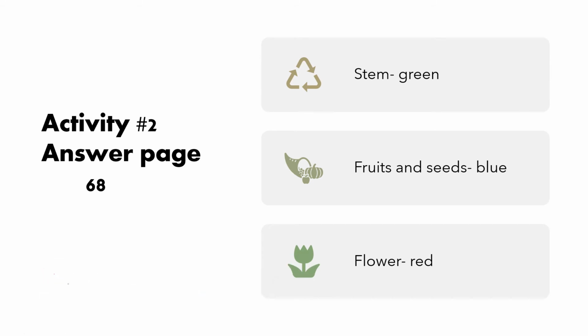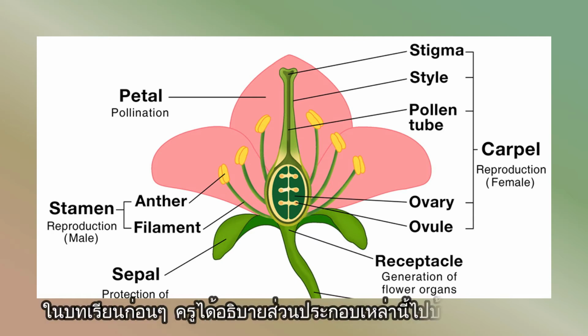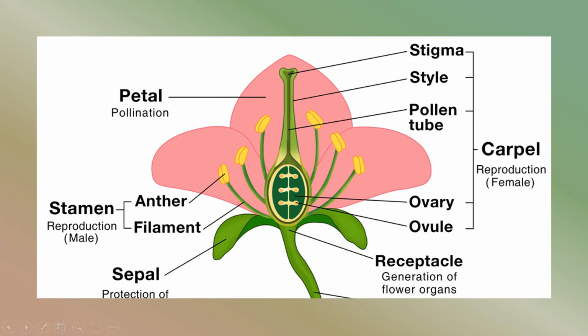Next one, we have parts of the flower. So I discussed this already, the parts of a flower. Last time I discussed the parts of the flower, but I will review before you answer the parts of the flower. Alright, so this is a stigma here, and this is the style, and this is the pollen tube. This is the pollen tube here, and this is the ovary. One is the ovary, and this one is the ovule.